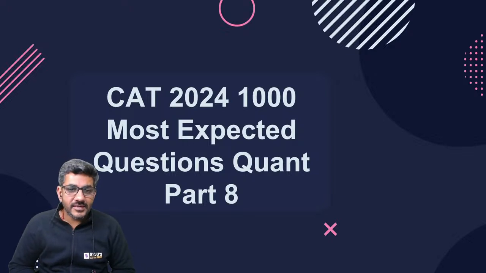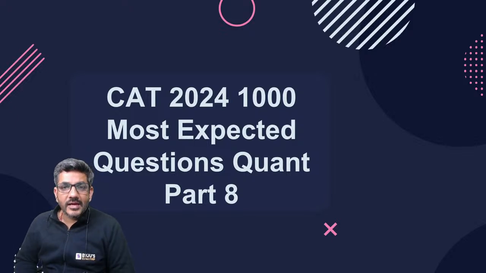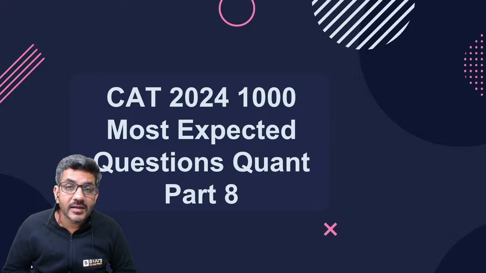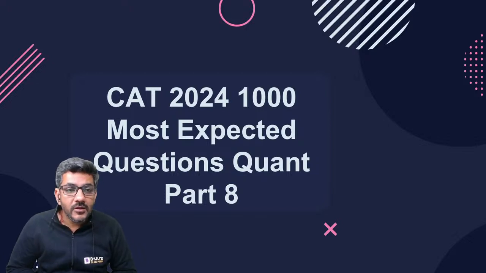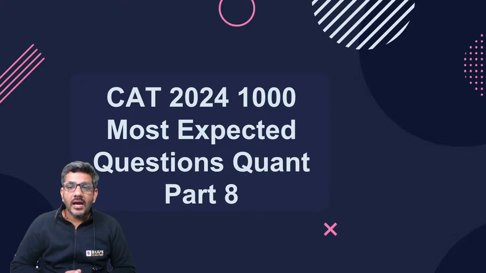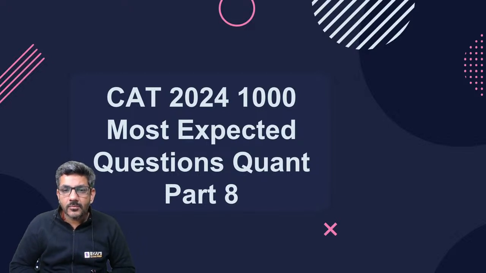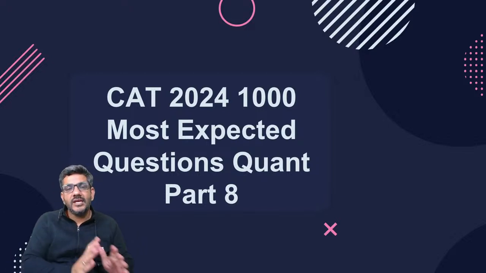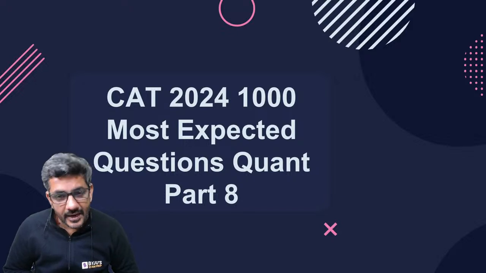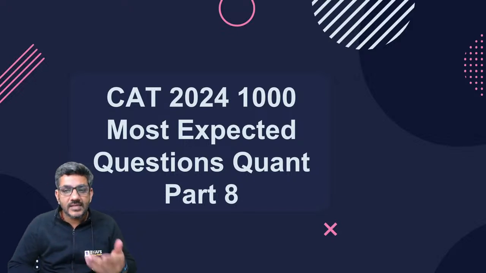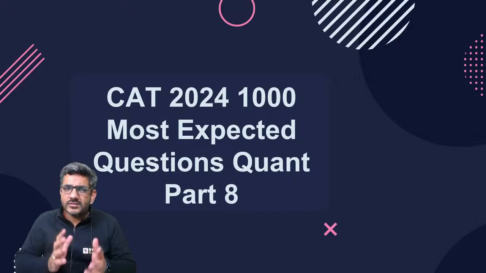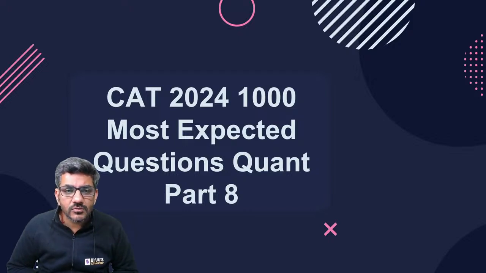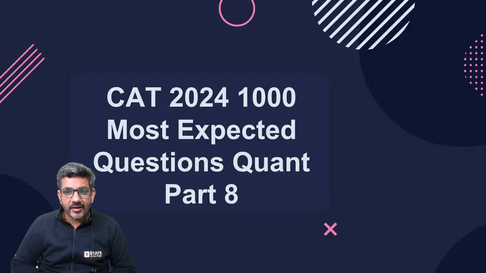In this series, we discuss 1000 most expected questions for CAT 2024. It is part 8 for quantitative aptitude of this particular series. We discuss some questions from quantitative aptitude which are almost of the same type as those that appear in CAT. So it's more of a practice session. Here we practice different kinds of questions that might appear in CAT, or conceptually they are similar to the questions that appear in CAT.